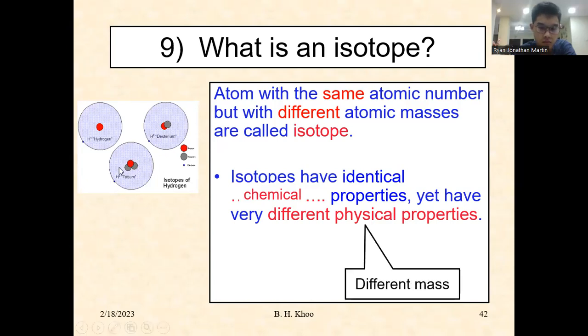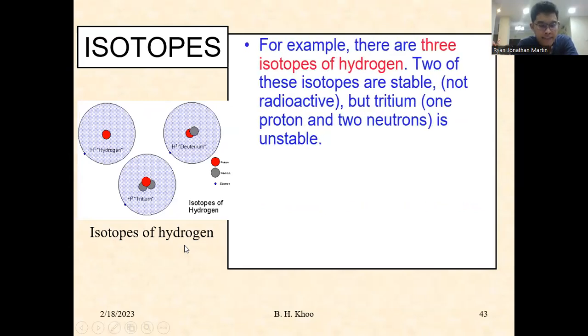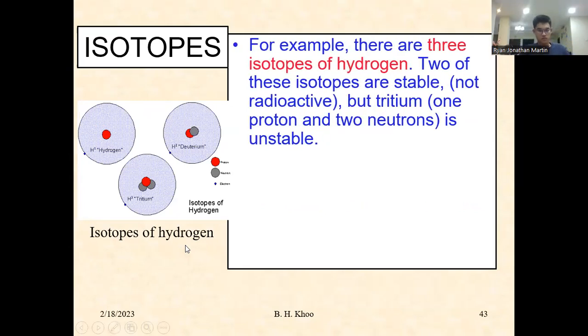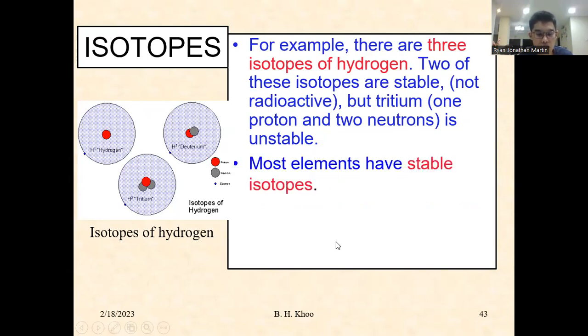Right? This is the isotope of hydrogen. This has 1 proton. This has 1 proton and 1 neutron, deuterium. And this has 1 proton and 2 neutrons. For example, there are 3 isotopes of hydrogen. 2 of the isotopes are stable, these 2. Not radioactive, let me say it's stable. But tritium, with 1 proton and 2 neutrons, is unstable. It means it's radioactive. Most elements have stable isotopes.